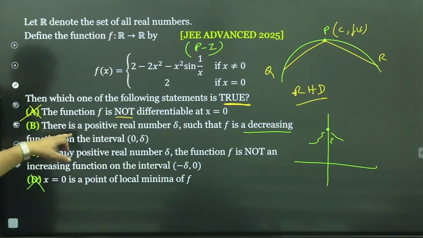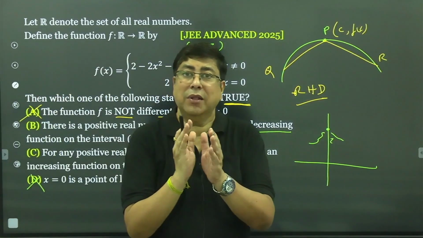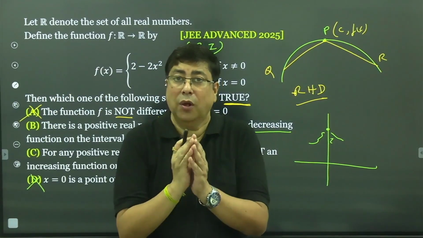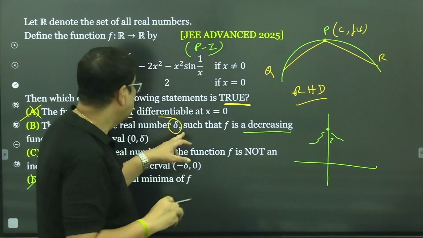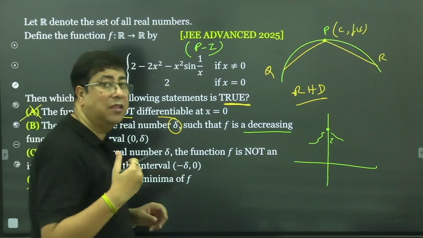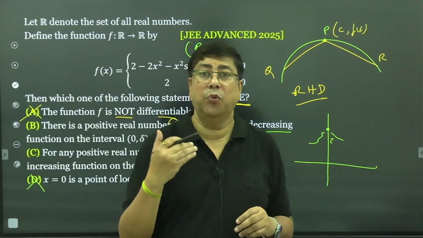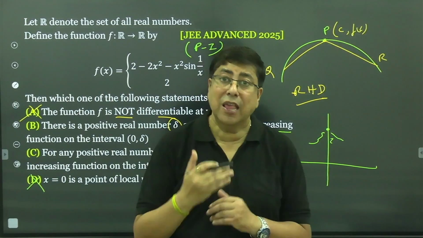There is a positive real number delta. So everybody, positive real number delta means delta is defined. Okay. So now we'll come to the actual point for which this sum is given, such that f(x) is a decreasing function. So f(x) is a decreasing function, which means we have to prove that f dash x is less than 0. F dash x is less than 0.